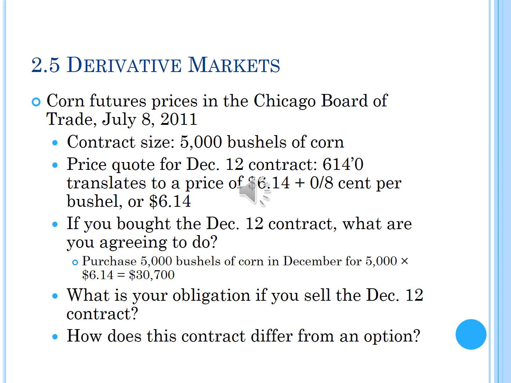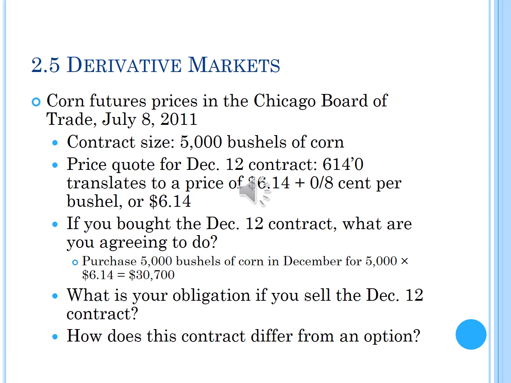All right. What is your obligation if you sell the December 12th contract? Of course, if you sell the contract, you have no obligation. If you sell the contract before the contract maturity, you have no financial obligation based on that, and the person who purchased the contract would have to actually be the one to purchase the 5,000 bushels at the contract price.